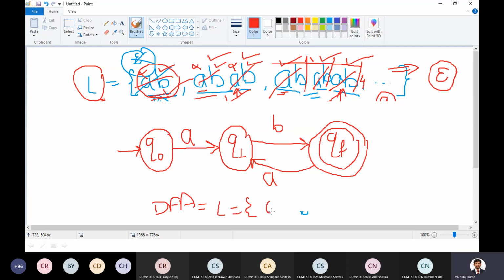Language L is equal to AB, AB AB, AB AB AB, and so on. This is called a DFA. I hope the DFA is clear: how to draw the diagram, how to find the number of states, how to change the state from the current state to some other state. If you have any query, you can ask, or if no queries, we will stop here.